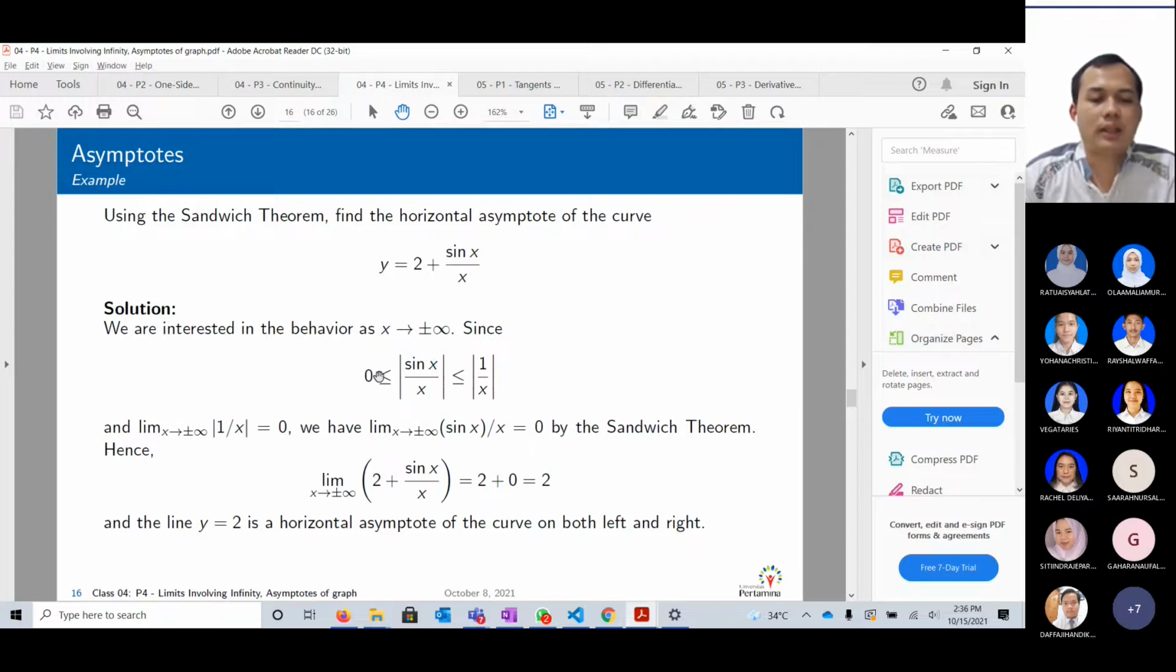Karena di sini limit yang sisi kirinya, limit x menuju tak hingga atau negatif tak hingga dari 0 pasti 0. Kemudian yang sisi kanan ini, limit x menuju positif atau negatif tak hingga dari nilai mutlak 1 per x adalah 0 juga. Maka limit x menuju positif atau negatif tak hingga dari sin x per x ini akan 0 juga, karena yang menghimpitnya bawah maupun atas itu adalah 0. Seperti itu. Apakah ini jelas? Any question?